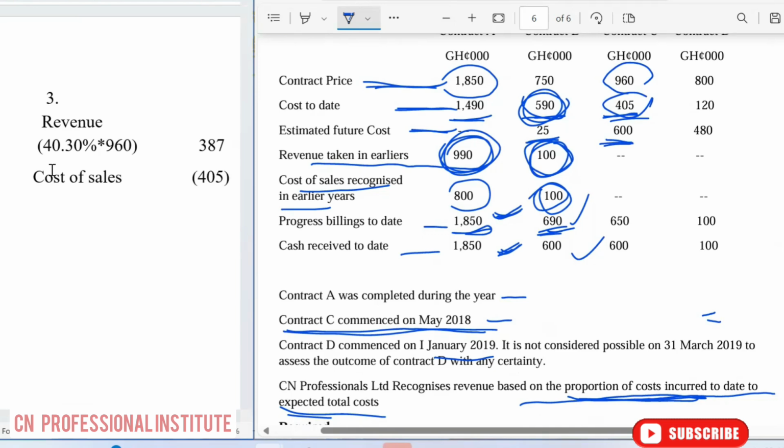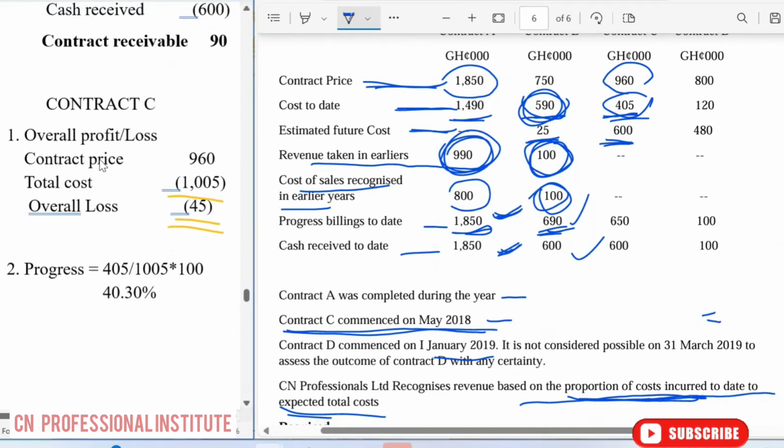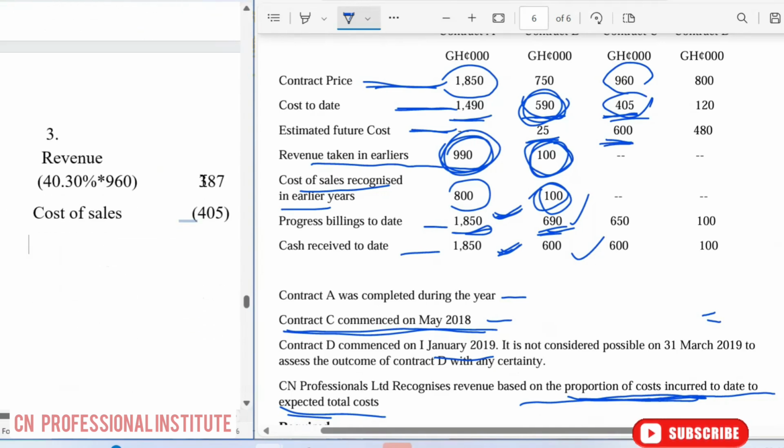And I said if we had previously recorded cost of sales, we would have deducted, right? So when you deduct, let's deduct and see what we get. So you pick your calculator and do this. I told you what to do where there's overall contract loss, where we have an onerous contract. So 387 minus 405. We have a loss of 18. 387 minus 405, you have a loss of what? 18. But if you come here, what's the overall loss? 45. Yeah. Are you following? The overall loss is what? 45. But if we record it this way, we record only a loss of what? 18.